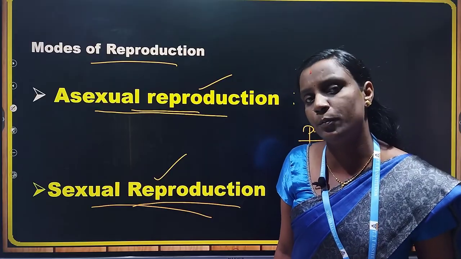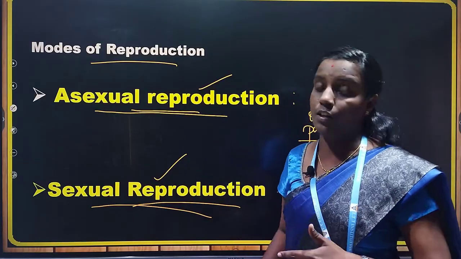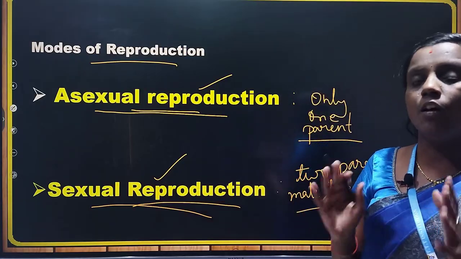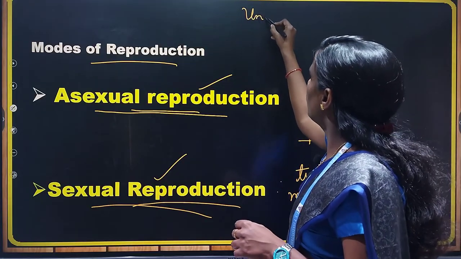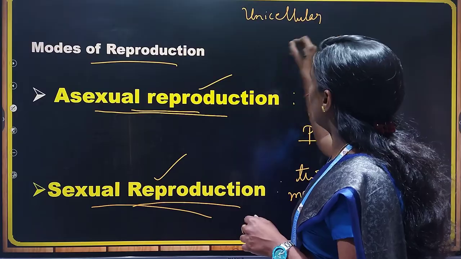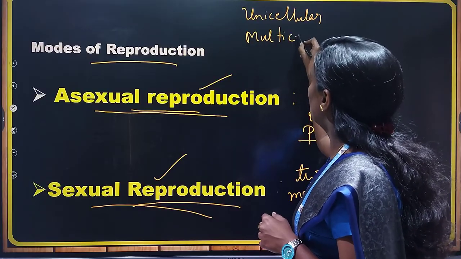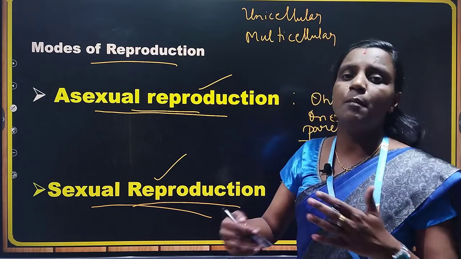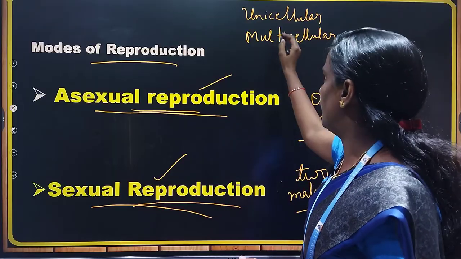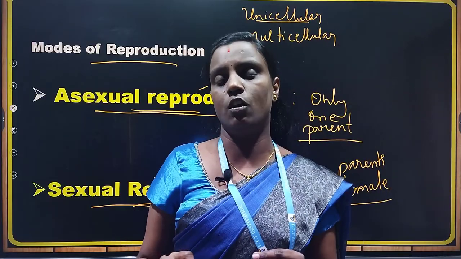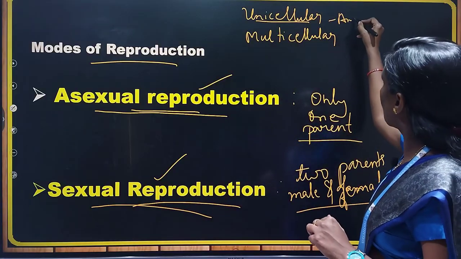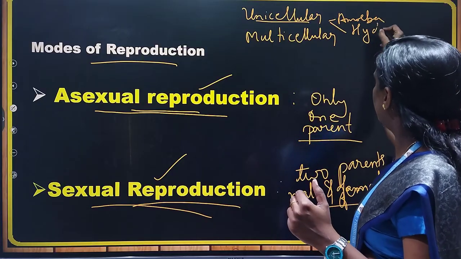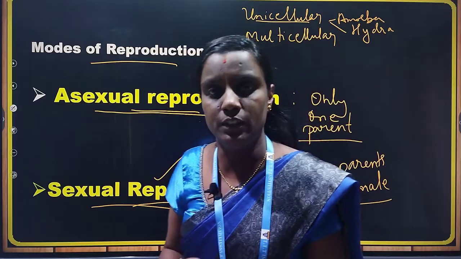So where does this asexual reproduction occur, and for which organism is sexual reproduction going to occur? As you know, when you consider an organism, we have unicellular organisms, right, and multicellular organisms. So what are unicellular organisms? The organism which consists of a single cell. Multicellular means many cells, right? So if you want an example of a unicellular organism, I can give Amoeba. Okay, then we have Hydra. Fine. So these are the examples of organisms.